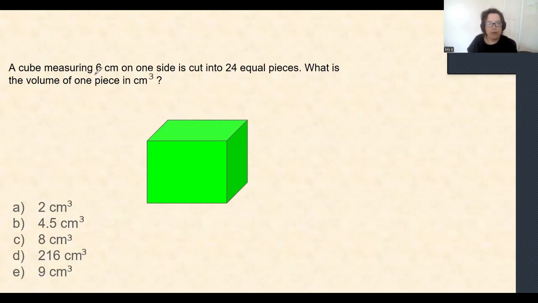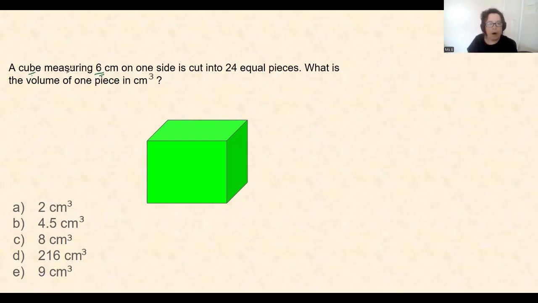A cube measuring 6 centimeters on one side is cut into 24 equal pieces. What is the volume of one piece in centimeters cubed?